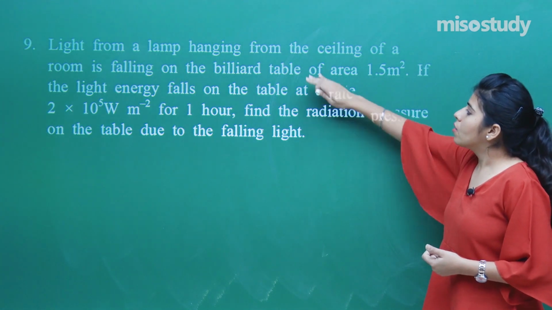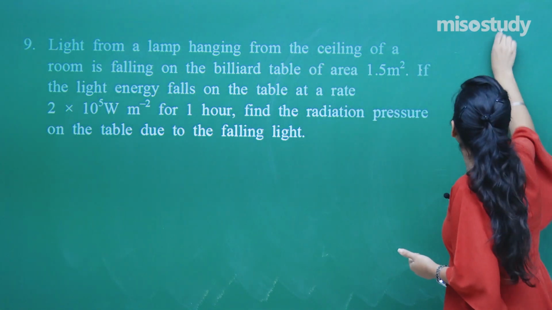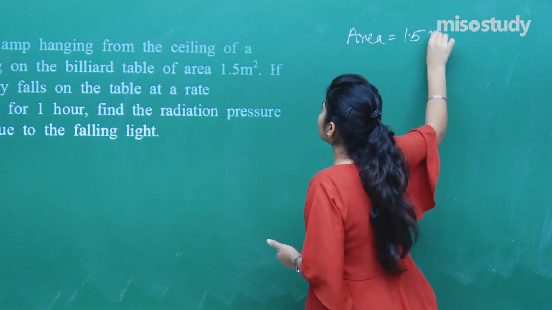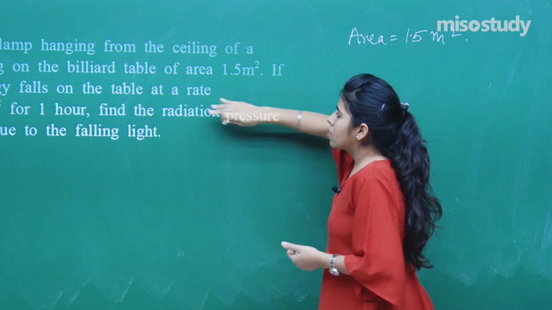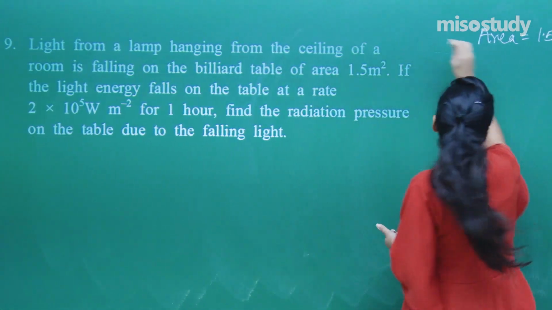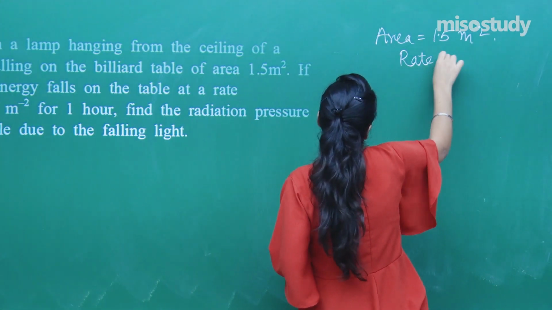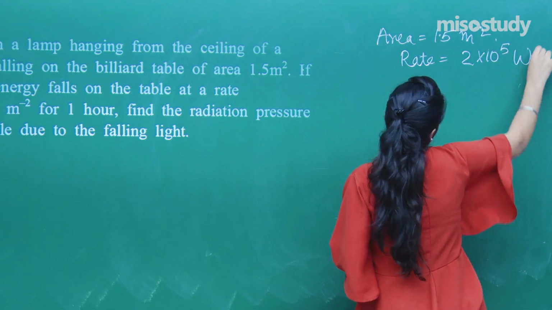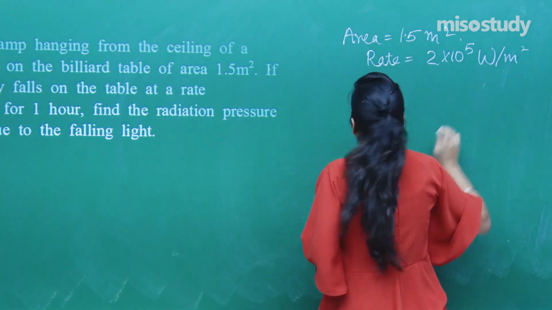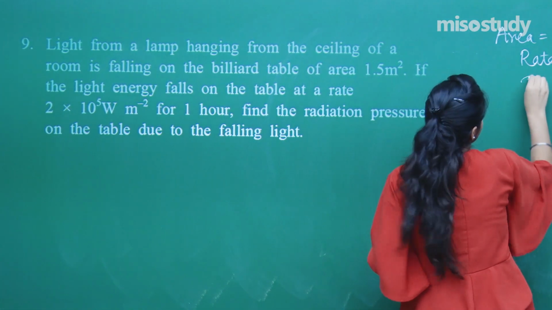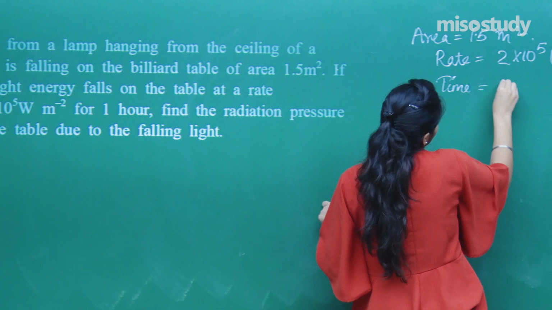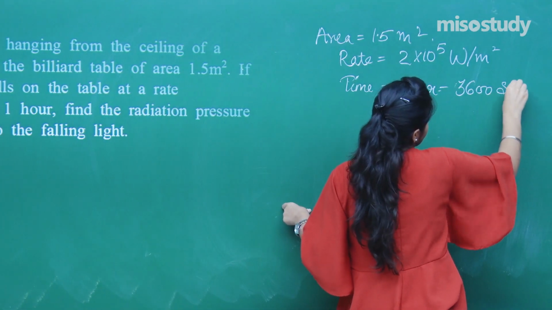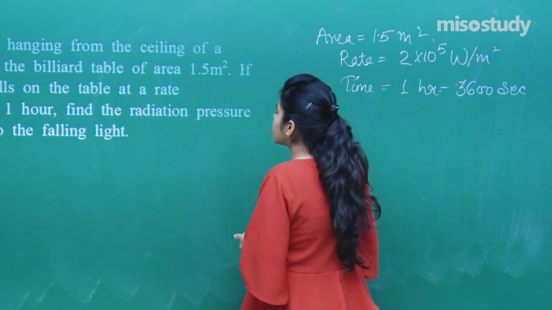So first of all, we have been given two things. Area has been given as 1.5 meter square. Rate of the light falling has been given as 2 into 10 raised to the power 5 watt per meter square. Second thing, time has been given as 1 hour. So if you convert this into seconds, it will be 3600 seconds. We have to find out the radiation pressure.